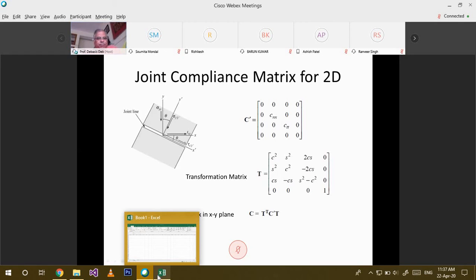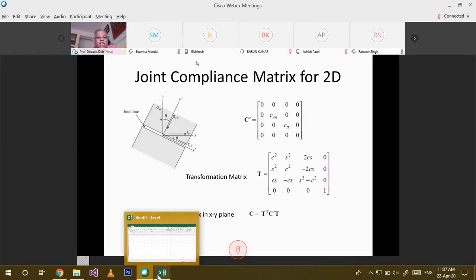तो चल रहा है. Let me see whether I can share another file.